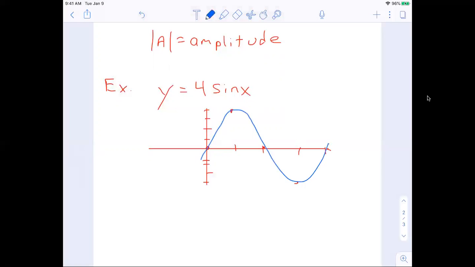And again, that came from the number out in front. Okay, the absolute value of that. If it's -4, if that was -4, the amplitude is still 4. It's always the absolute value of that.